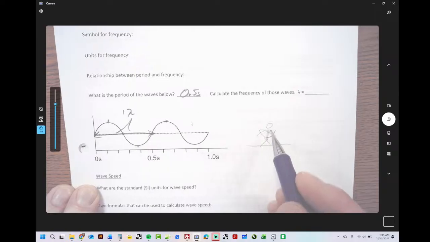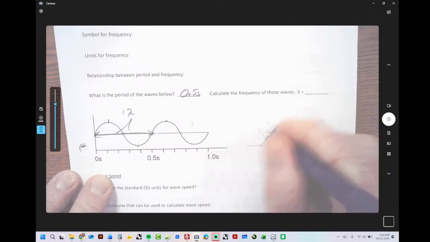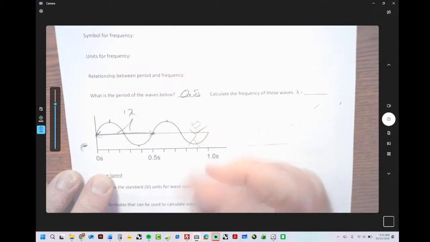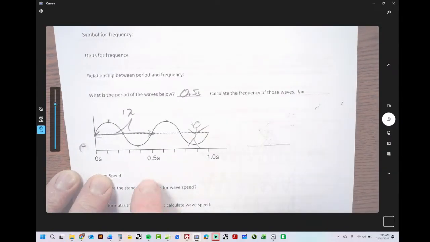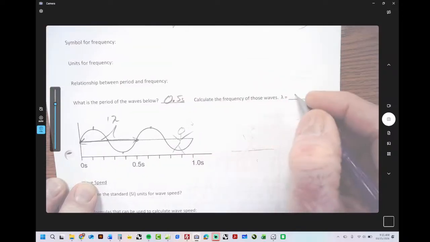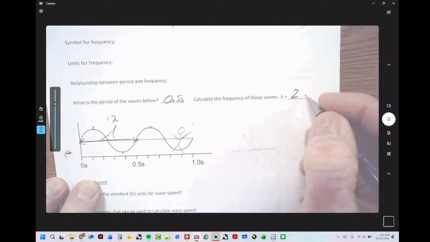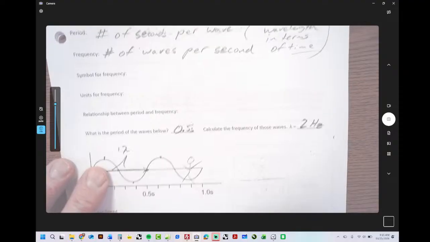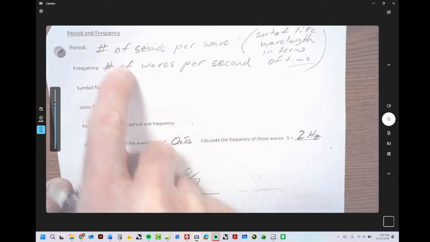If you're standing in the water, I'm going to draw a person standing here in the water, and imagine the waves are splashing by, and there's half a second for each wave. How many waves are going to hit them every second? 2. So what would the frequency be in waves per second? 2. And the units for this are called hertz, which is Hz. I'm going to go back up and we'll write that up above. So they're just the opposite.